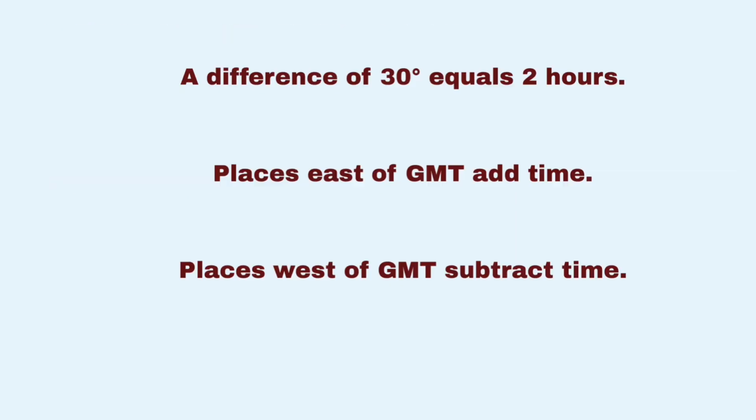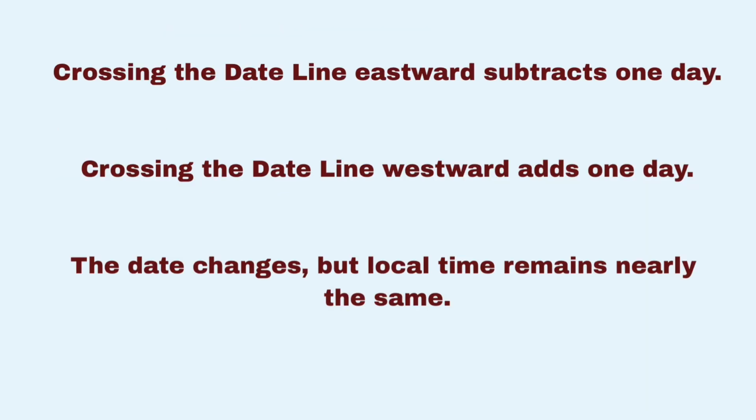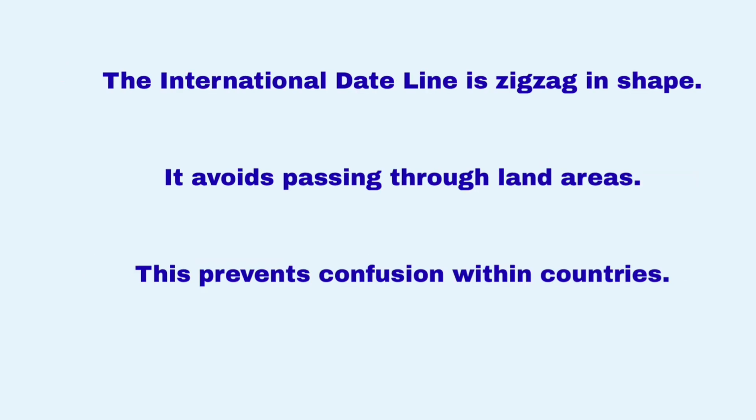Now we understand the international date line roughly follows 180 degree longitude. It separates two consecutive calendar dates, so it mainly passes through the Pacific Ocean. Crossing the date line eastward subtracts 1 day and crossing the date line westward adds 1 day. So the date changes but local time remains nearly the same. The international date line is zigzag in shape. It avoids passing through land areas, so this prevents confusion within the countries.